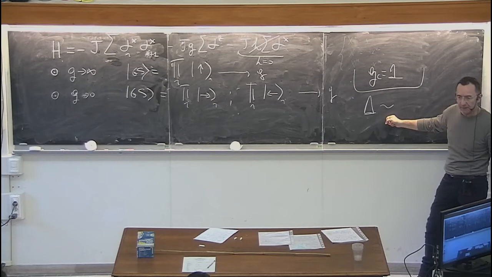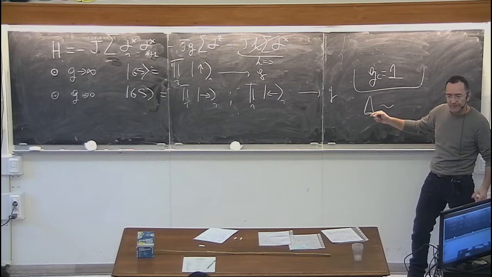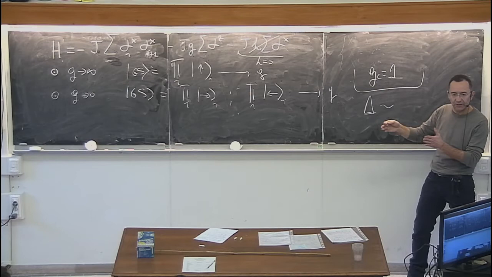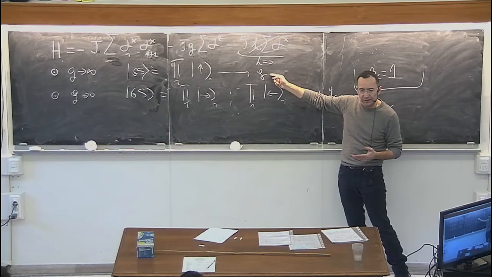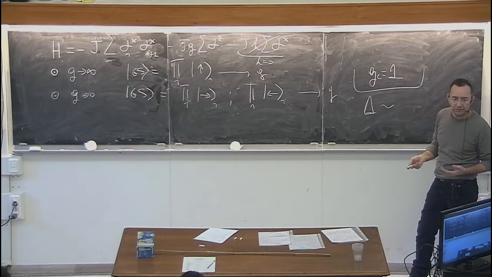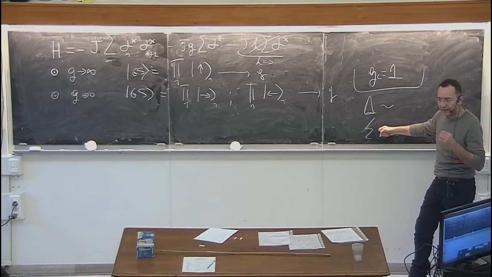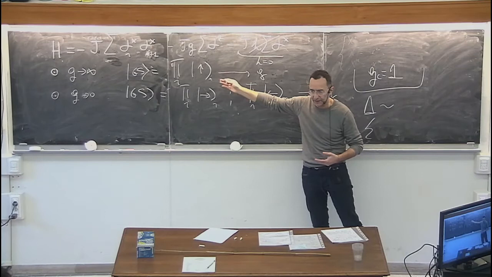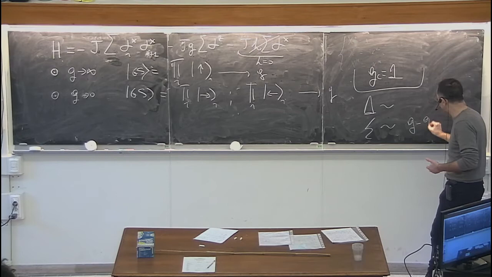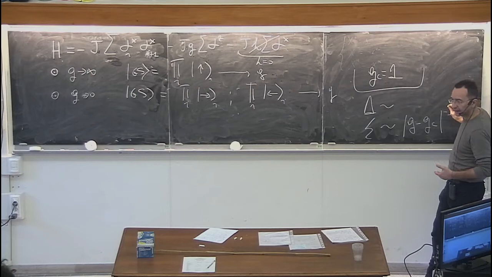Actually, there is another important point. When we approach this point, we can also consider the spatial behavior of the correlation function, its behavior with respect to distance. Usually this correlation length is finite in this phase, but when we approach the critical point, it tends to diverge. So the spatial correlation length, I'm talking about space, not time, diverges when we approach this point. I'm talking about the correlation function associated with the ground state. And this goes like, in this case, g minus g critical to the power minus 1. This is what the exact solution gives.